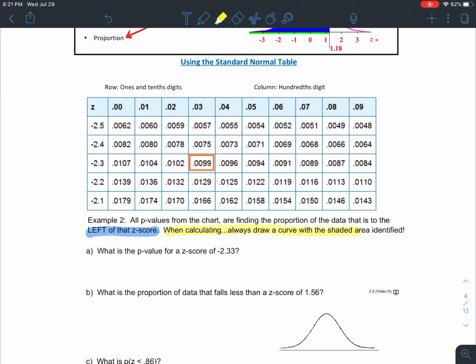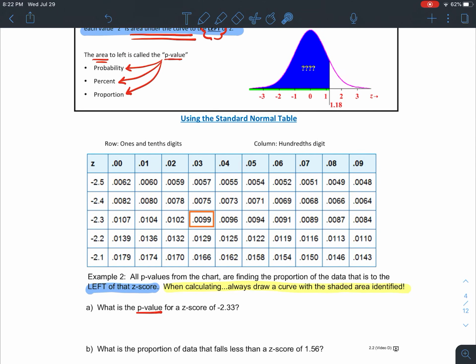Now, very important, when you're calculating these, you need to always draw a curve and have the area shaded that you're wanting to identify. Okay, so let's just look at 2 of these, and then we'll stop here. This wants to know what's the p-value. In other words, what's the probability, or what proportion or percent of the data would be located on a normal distribution for a z-score of negative 2.33.